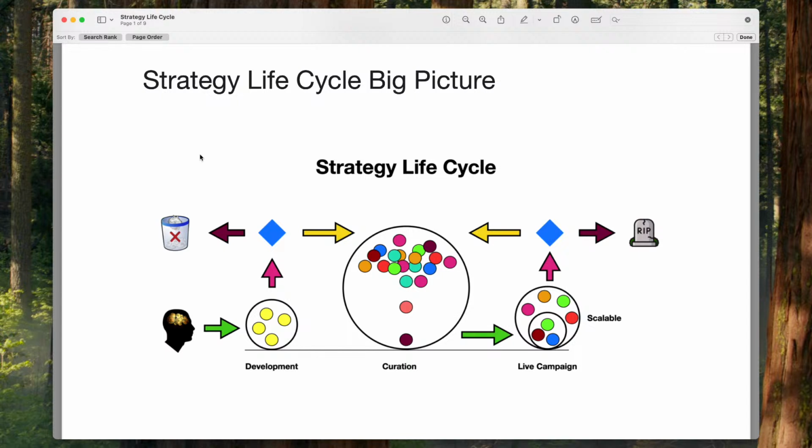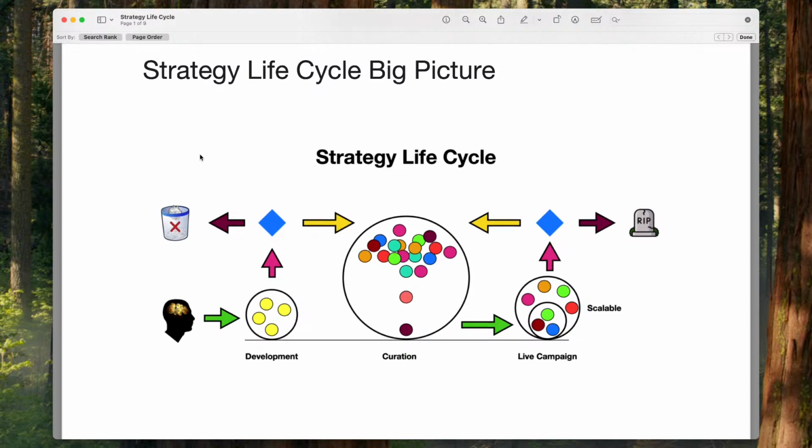So this is a high-level view of what the strategy's life cycle looks like, where you come up with the idea. That's what this head is. You put it into development, you try it out, you put it into simulation mode, you do different things. And once you've developed that idea, either you scrap it or you put it into what's called the curation cycle. And that's where we have a number of different strategies that are all running that we have developed. And we're trying to figure out how they fit into our overall live campaign. And so that's what the live campaign is over here.